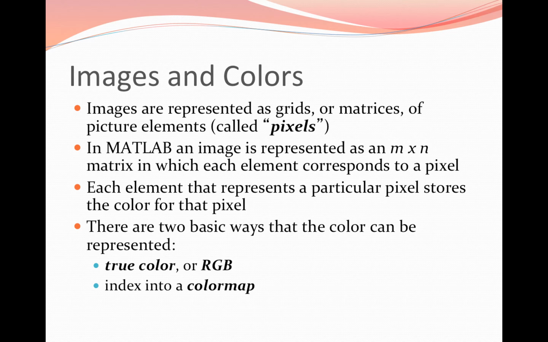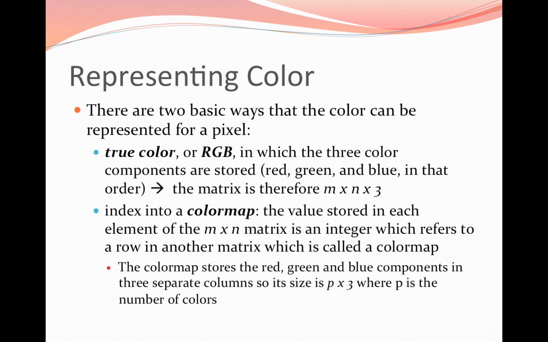Now, there are two basic ways in which this can be represented. There's what is called the true color, or the RGB method, and there's also an index into a color map. So again, two basic ways that we can represent color for a given pixel.